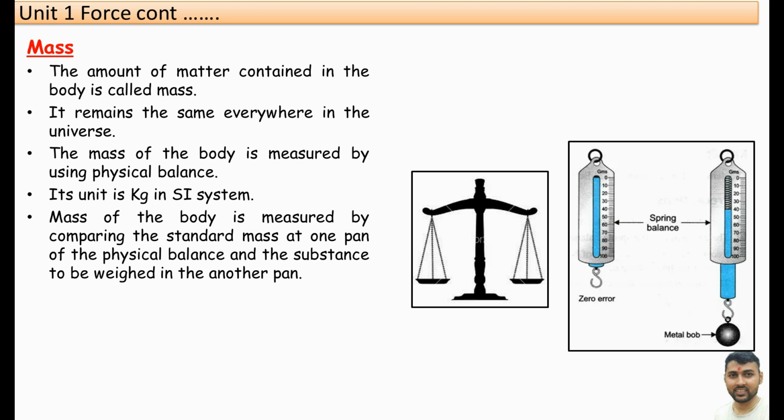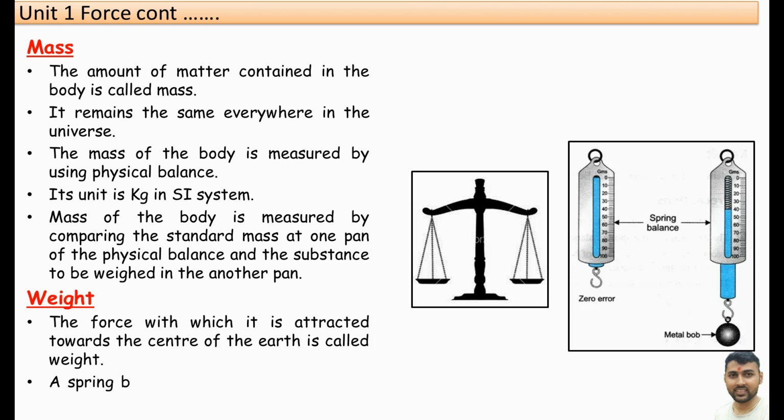Standard mass should be kept in one pan of the beam balance. Beam balance consists of two pans. In one pan we can put the standard mass, and in the other pan we can put any substance which is to be weighed.